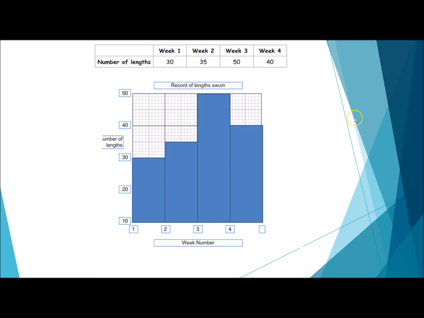Okay, so let's look at the labeling. Well, it has got a title. It's got a label on the y-axis, number of lengths. It's got a label on the x-axis, week number. So we've got 1 mark so far.